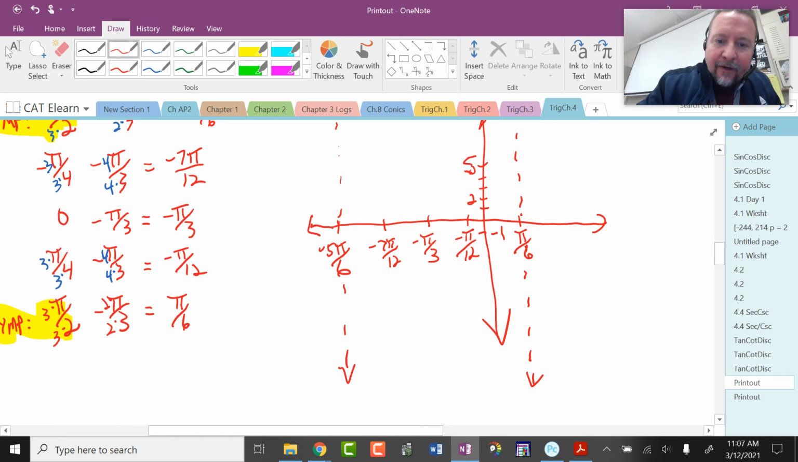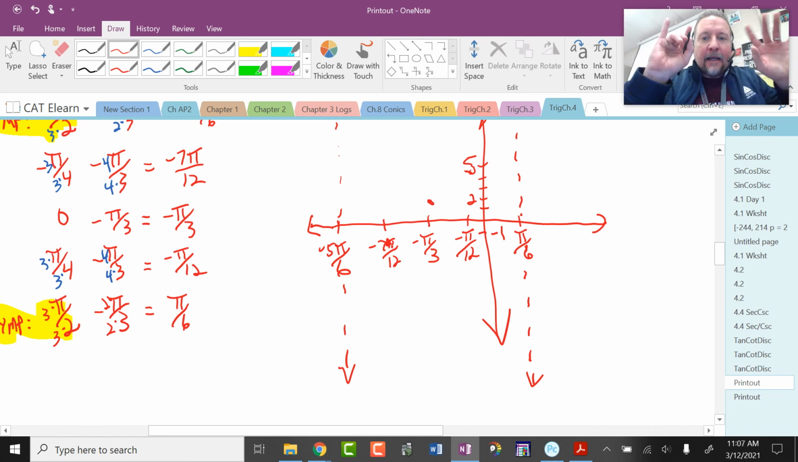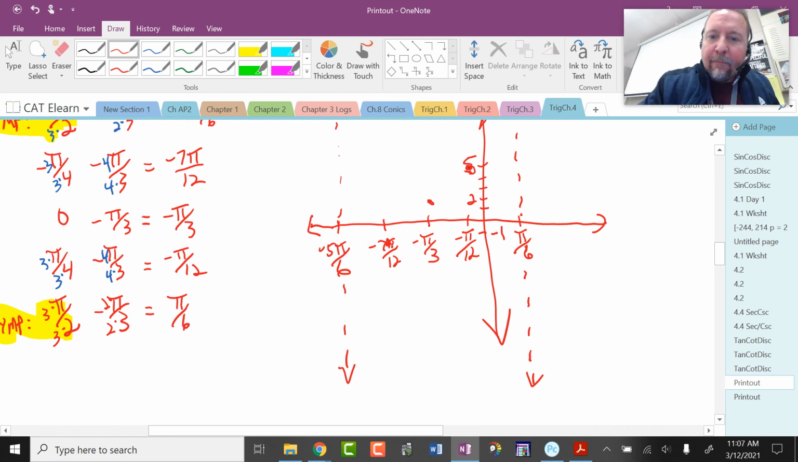So I have to put a point right here on 7π over 12. This is the 0, but now at 2. And don't hit the y-axis. It's at negative π over 12. So kind of bad that I hit my values here, but we're all good.